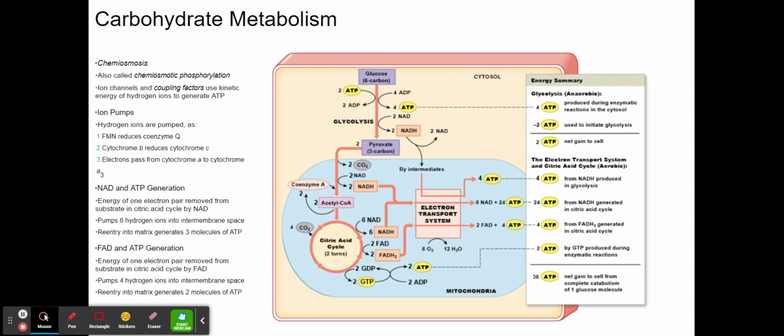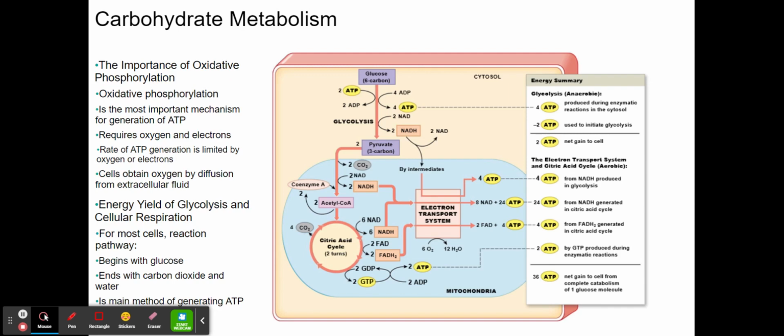For each pair of electrons removed from a substrate in the citric acid cycle by NAD, 6 hydrogen ions are pumped across the inner membrane of the mitochondrion and into the intermembrane space. Their re-entry into the matrix provides the energy to generate 3 molecules of ATP. Alternatively, for each pair of electrons removed from a substrate in the citric acid cycle by FAD, 4 hydrogen ions are pumped across the inner membrane and into the intermembrane space. Their re-entry into the matrix provides the energy to generate 2 molecules of ATP.